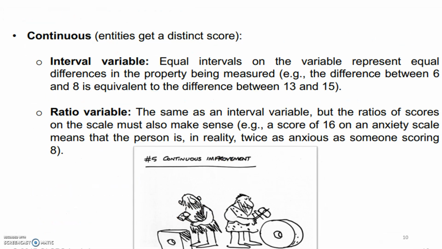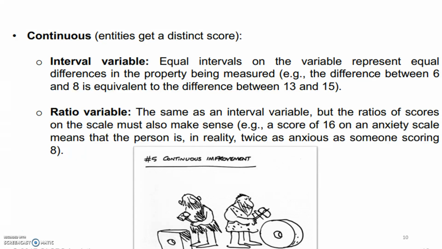Then we look into continuous variables, where entities get a distinct score. Here we look at the interval variable. Equal intervals on the variable represent equal differences in the property being measured. So the difference between 6 and 8 is equivalent to the difference between 13 and 15. A ratio variable is the same as interval, but the ratio of scores on the scale must also make sense. A score of 16 on the anxiety scale means that the person is in reality twice as anxious as someone scoring 8.